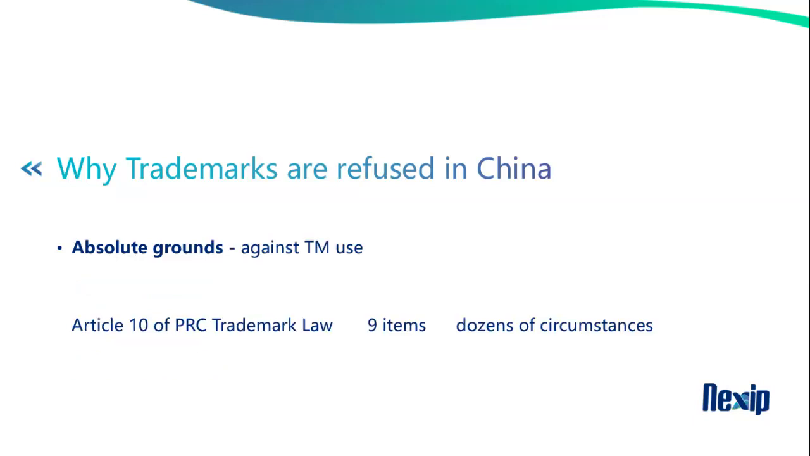So let's begin. First, we're going to talk about the absolute grounds which are against trademark use. This is mainly due to Article 10 of the Trademark Law of the PRC. Totally, there are 9 different items of rules which specifically regulate dozens of circumstances under which marks cannot be used and registered as trademarks. So, as a next step, I'm going to go through them one by one.